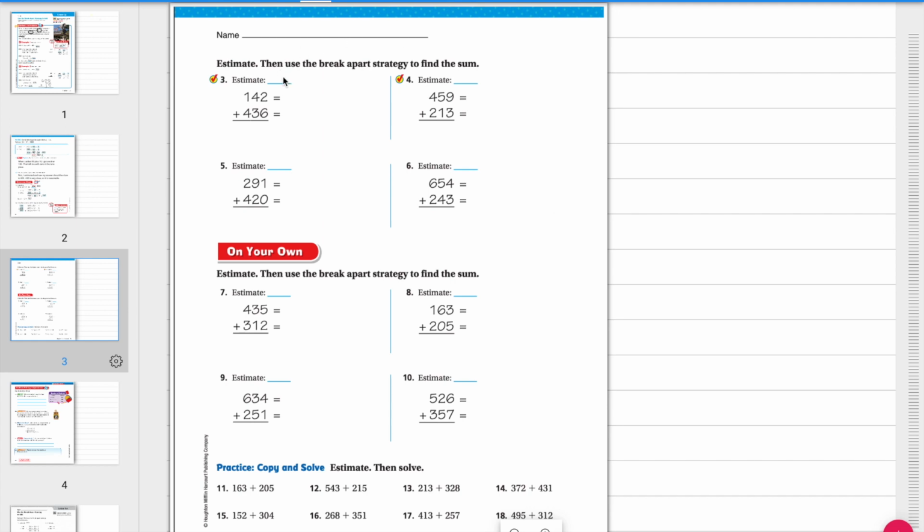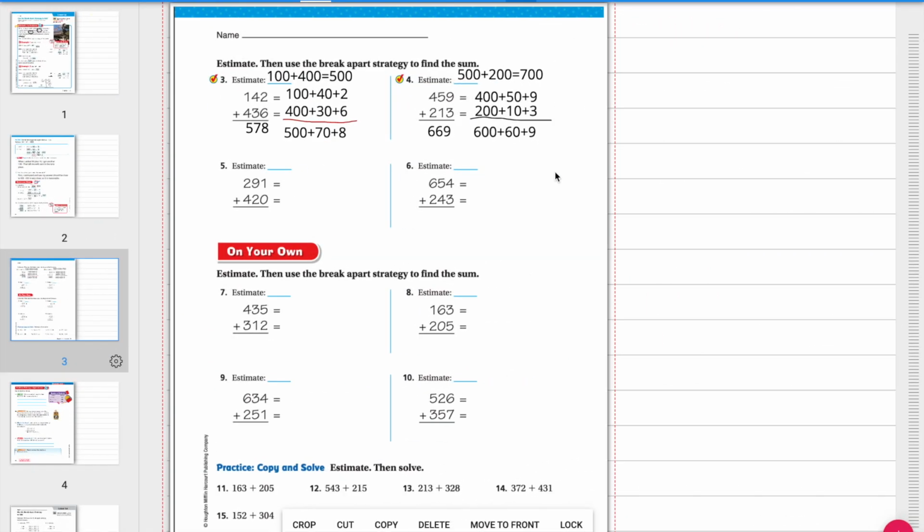So let's go through 3 and 4, and I want you to try 3 and 4 on your own and pause, and then come back and check. All right, so did you get 578 and 669? And were they close to your estimates? Pretty close. Not exact, but pretty close. So 669 is pretty close to 700.